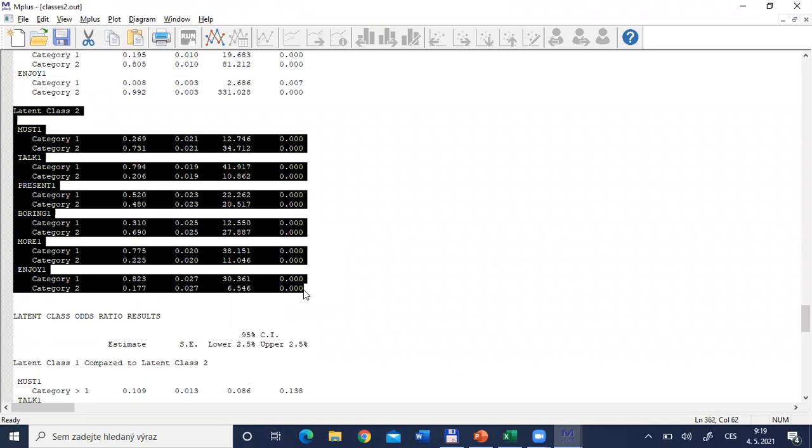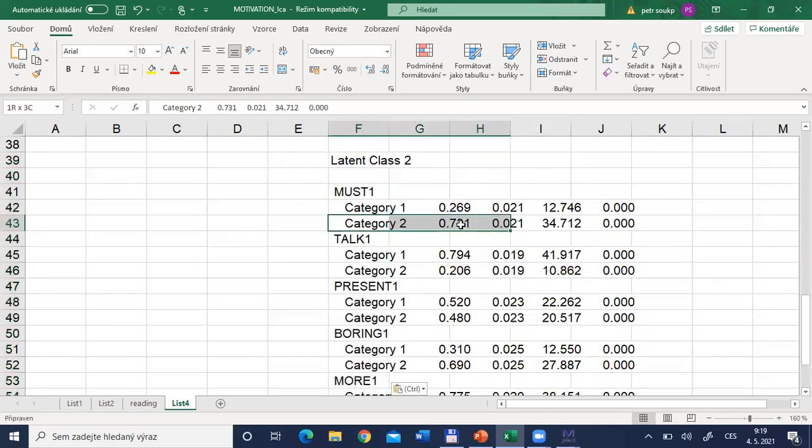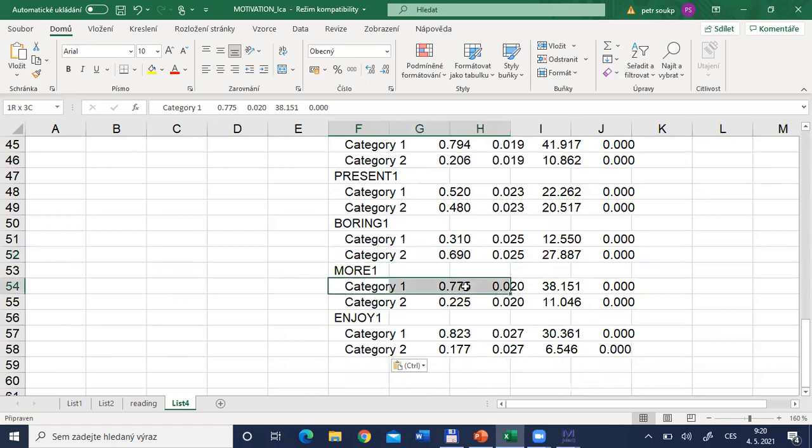And we would go quickly through results. So here we have latent class 2. Mostly they are responding, I must read. Mostly they are responding, no, I don't like to talk about books. About presents, one half is saying yes, it could be a present, one half is against. Boring, nearly 3/4 are saying it's boring to read. I definitely wouldn't read more, 3/4, and I'm not enjoying.